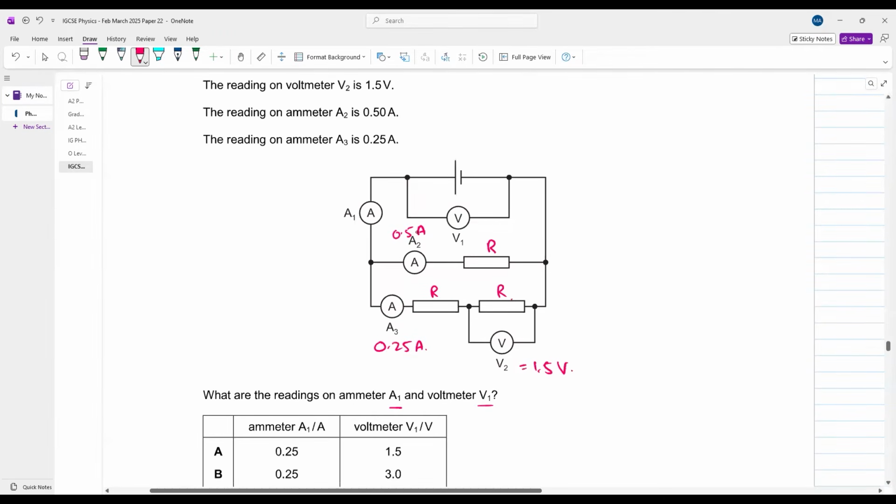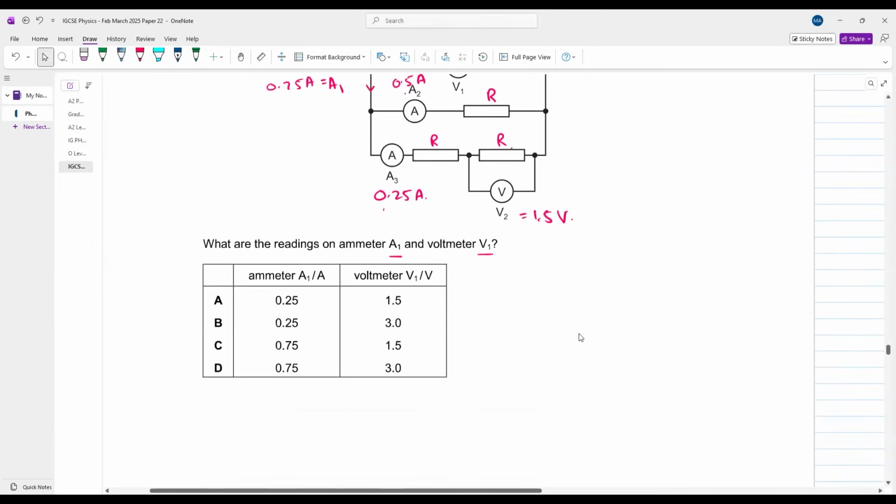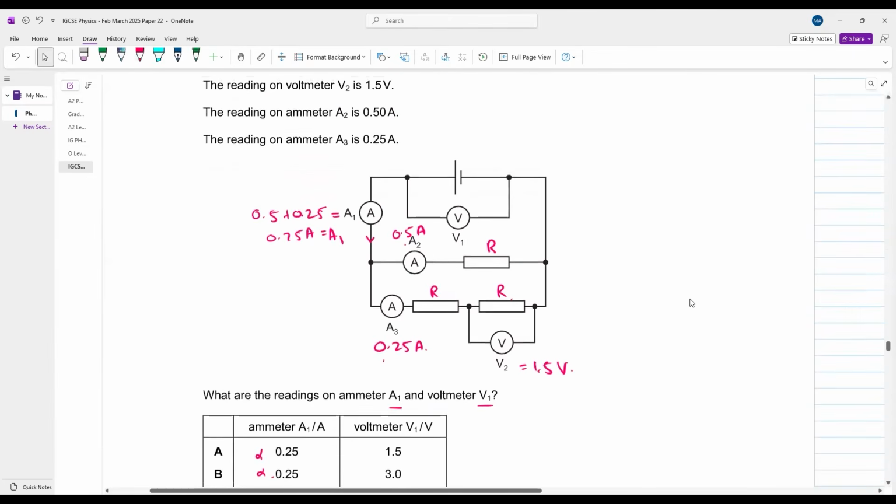अच्छा जी, ammeter 1 पे बेटा क्या रीडिंग होगी? It will be the summation of the reading on ammeter 2 and ammeter 3, the sum of the readings on ammeter 2 and 3. Add them up: 0.5 plus 0.25, 0.75 ampere is your reading on ammeter 1. Can you realize, 0.75 वाले सिर्फ दो ही ऑप्शन, A और B कैंसिल आउट.